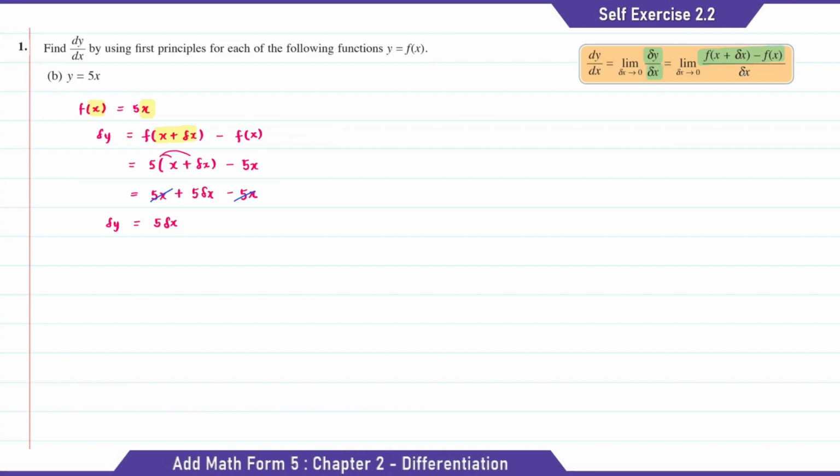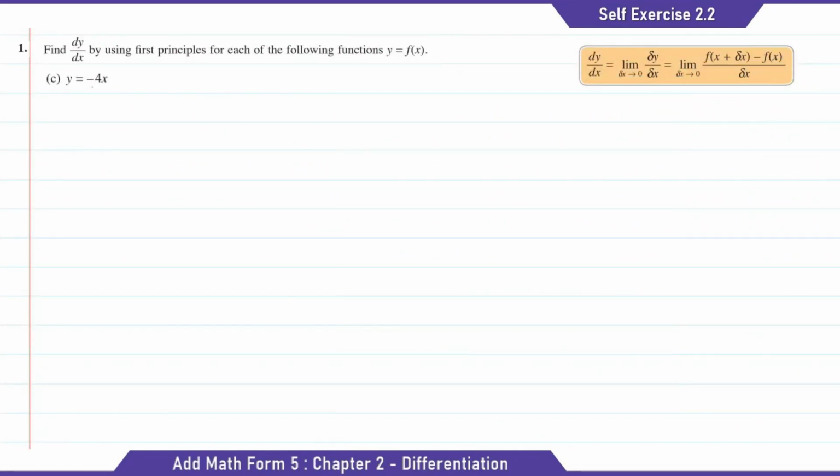Next, we're going to divide both sides with delta x. So delta x here will be cancelled. This is equal to 5. So here, the delta y over delta x, we're going to replace it with 5. So here, there is no delta x for us to replace it with 0. Then the answer for dy/dx will be just equal to 5.